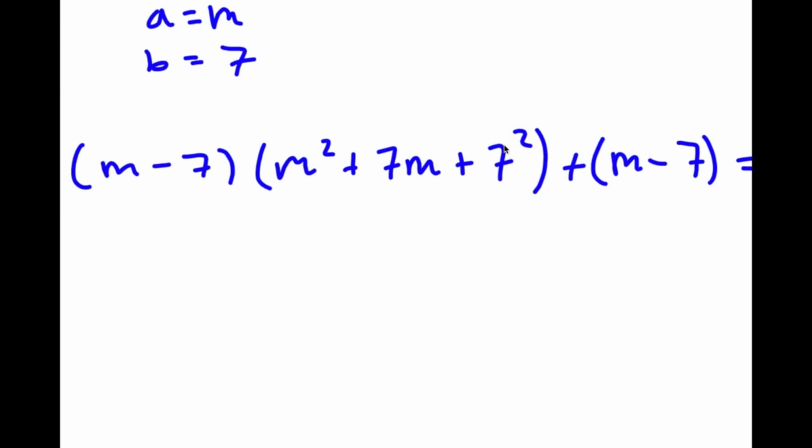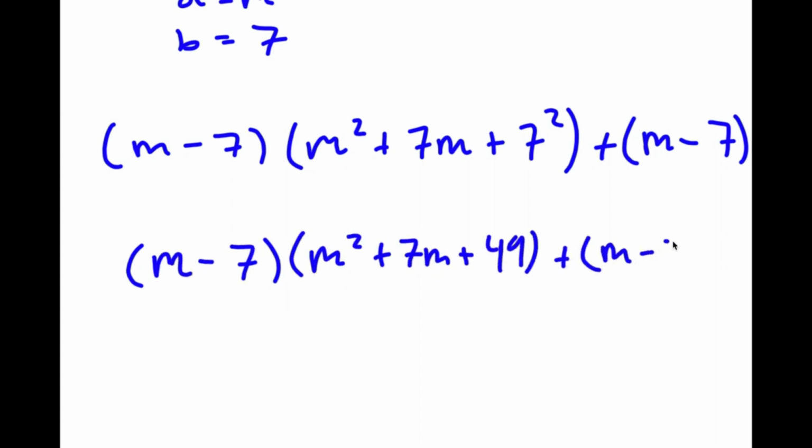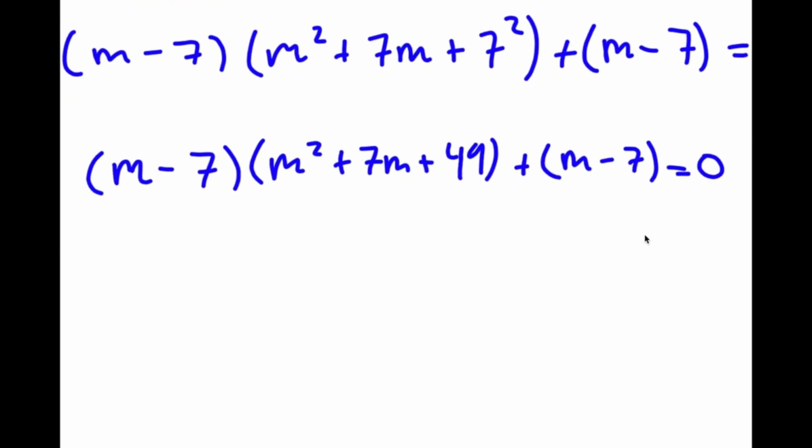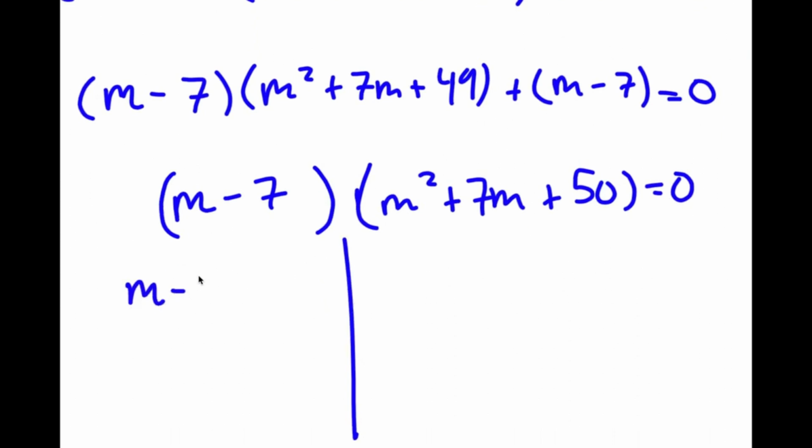Now, 7 squared is the same thing as 49, so I have m minus 7 times m squared plus 7m plus 49 plus m minus 7 is equal to 0. Now if I factor out m minus 7, I have m minus 7 times m squared plus 7m plus 49 plus 1, which is equal to 50. So this is equal to 0. So now this gives me two equations. I have m minus 7 is equal to 0, and I have m squared plus 7m plus 50 is equal to 0.